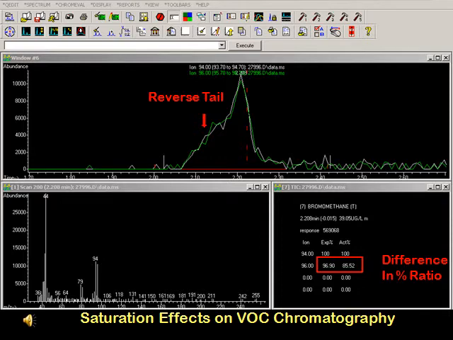Other signs of saturation of the detector with organic analyses can be the presence of a reverse tail or rise on the front part of the peak, and the change in the ratio of the ions observed. In this case, the observed actual percent ratio of the secondary ion is lower than the expected percent ratio.